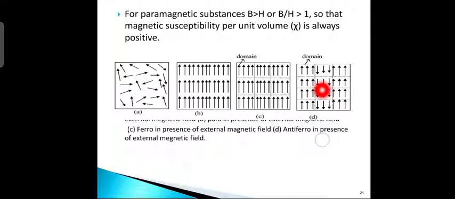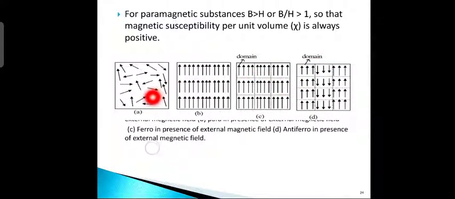when a paramagnetic substance is placed in an external magnetic field, the magnetic lines of force prefer to pass through them rather than through air or vacuum. Hence, these substances are attracted by the external magnetic field. For paramagnetic substances, B is greater than H, or B by H is greater than 1. Okay. So the magnetic susceptibility per unit volume kappa is always positive. Okay.